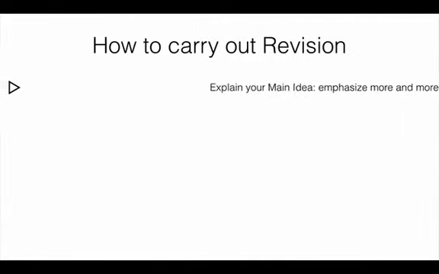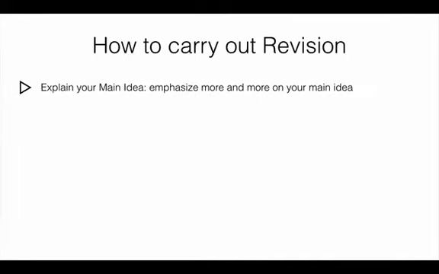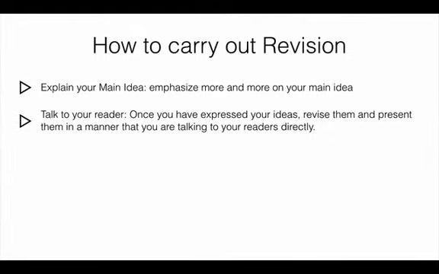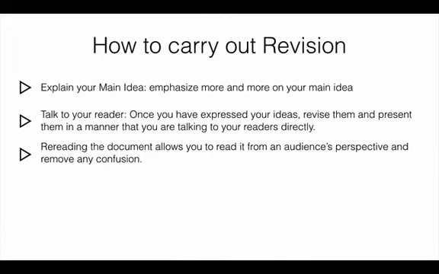So let's look at how to carry out a revision. First of all, you need to explain your main idea. You emphasize it more and more in depth, exposing your main idea. Be sure that you're talking to your reader. Once you've expressed your ideas and you revise them, present them in a manner so that you're talking directly to your reader, just like I'm talking directly to you now. It's as if your reader were sitting in front of you and you're having a conversation. That'll help your reader feel like they're part of what you're doing.